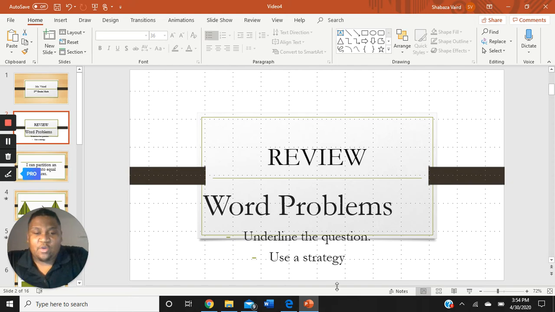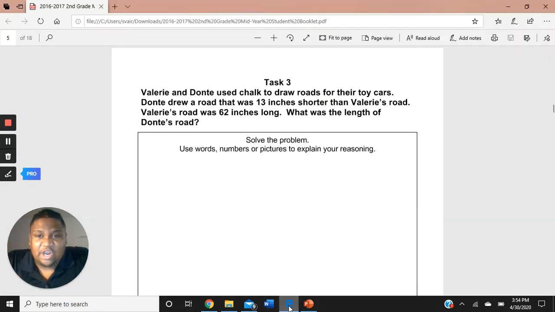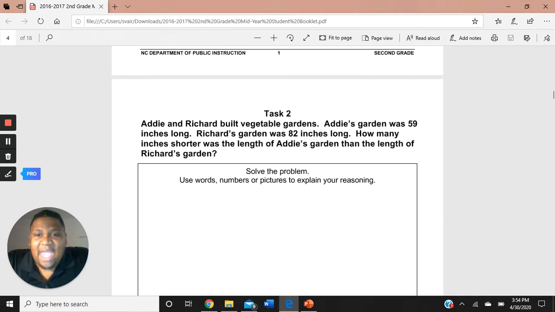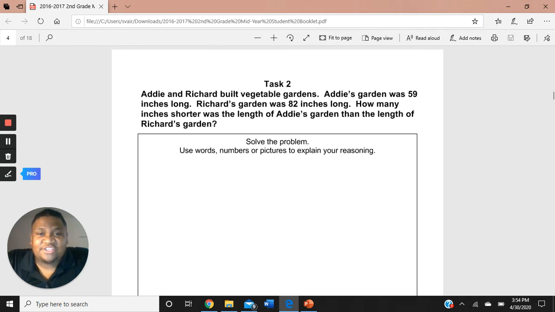So we're going to go ahead and get started. So let's look at this problem. Addie and Richard built vegetable gardens. Addie's garden was 59 inches long. Richard's garden was 82 inches long. How many inches shorter was the length of Addie's garden than the length of Richard's garden?